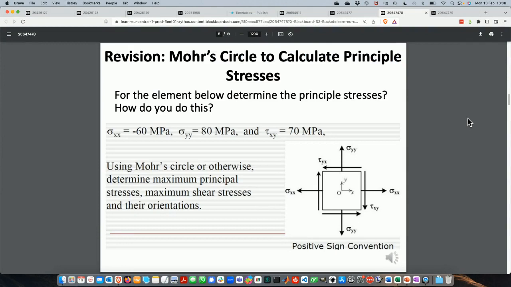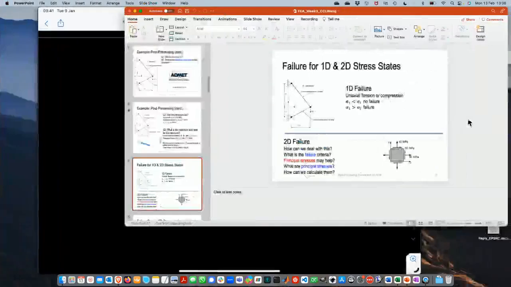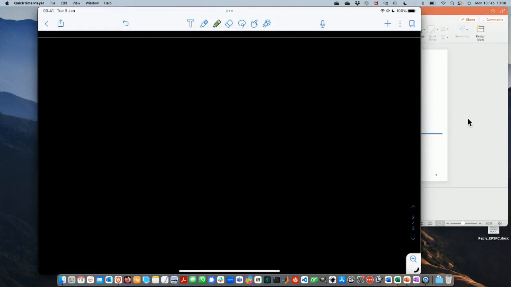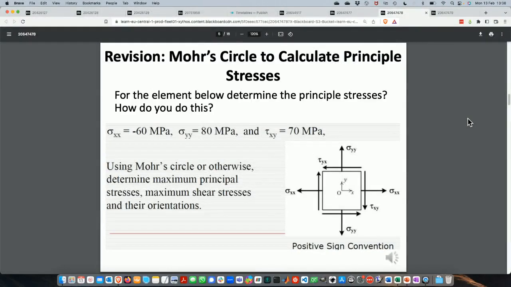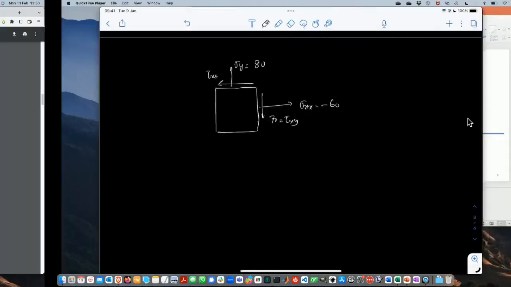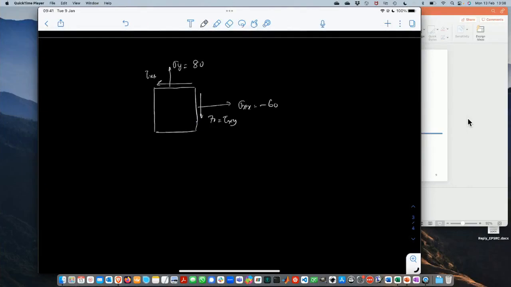So we are given a simple stress state condition here. Let's just try to write it out. Let's say we have an element, and we have sigma xx, let's say, minus 60, sigma yy is 80, and tau xy is 70. So I've just taken the same example and put it here, just to get us back on the same page to think about the Mohr circle and how we can use it to post-process and think of engineering design in terms of whatever a finite element would give us.